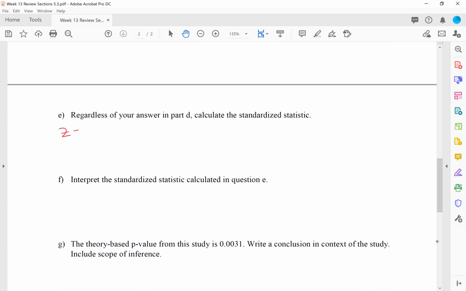All right, so now we're going to calculate our standardized statistic. So we're going to take the difference in proportions minus 0, our null value, and divide by that standard error that we found earlier.